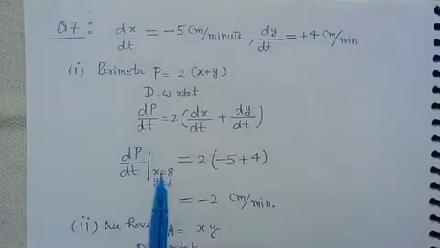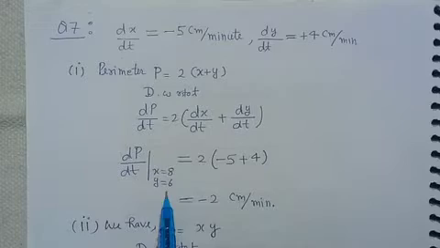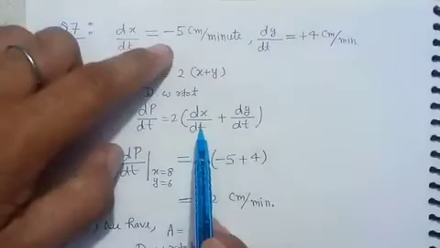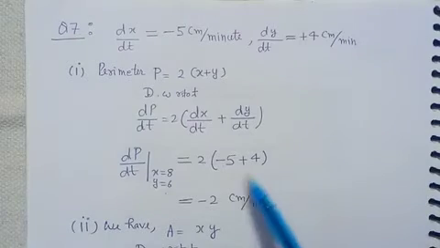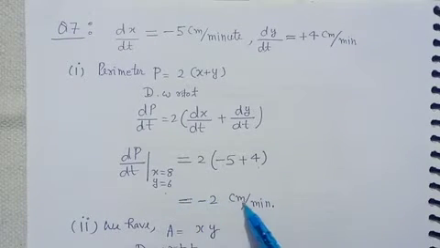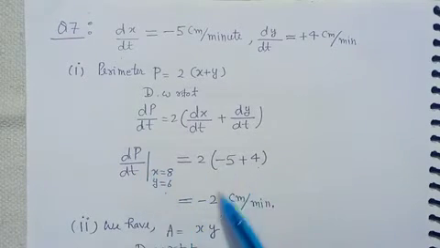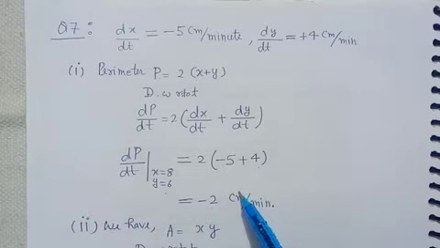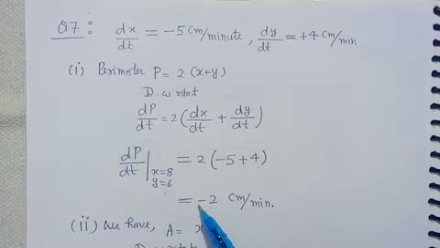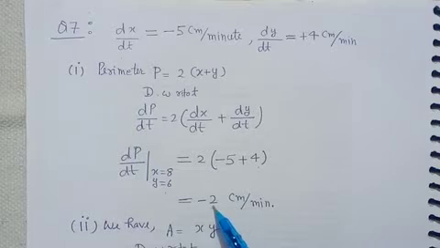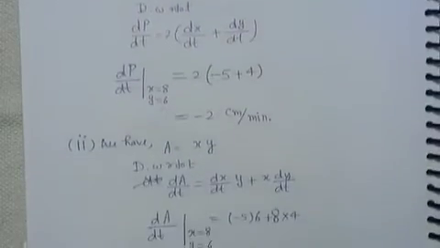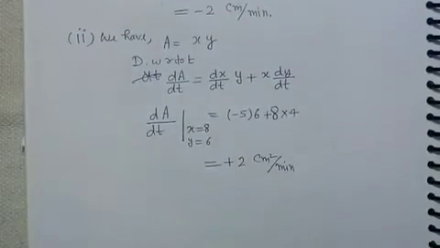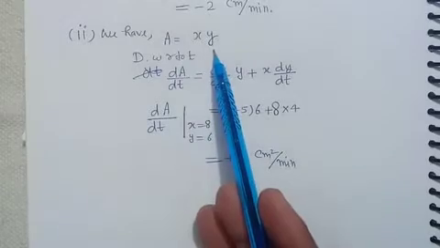So dP upon dt at x equals 10 and y equals 6 equals twice dx by dt, which is minus 5, plus dy upon dt, which is plus 4. Its simplified value is minus 2. It means perimeter is changing at the rate of minus 2 centimeter per minute. The negative sign shows that the perimeter is reducing at this rate. And second part, find out the rate of change of area of the rectangle. So area of the rectangle, A, is x into y.